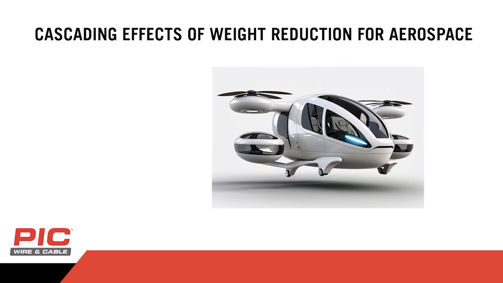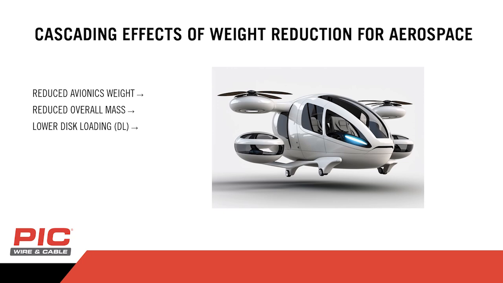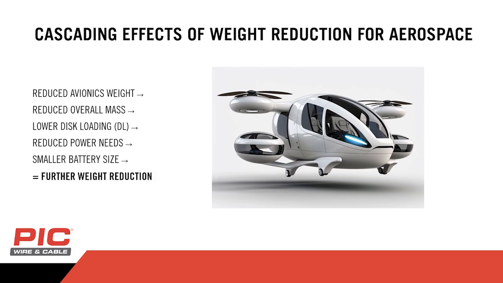The relationships between weight and other design variables have a cascading effect. For example, reducing the weight of the integrated avionics system reduces the overall mass of the UAM aircraft, which reduces disk loading. That, in turn, reduces the power needed to maintain rotor speed, which reduces battery size and ultimately reduces the vehicle's overall weight even more. Key takeaway: less power means less charging time and more availability of flights, which results in smoother operations.